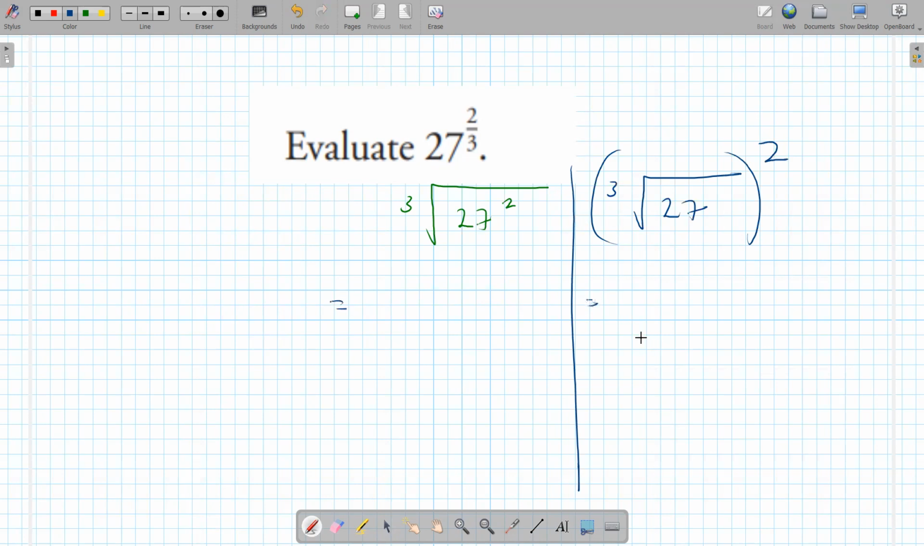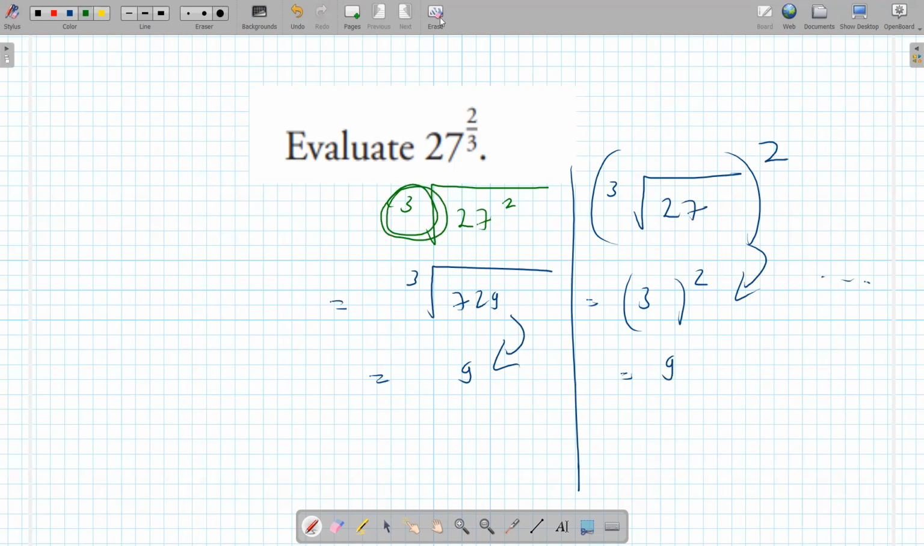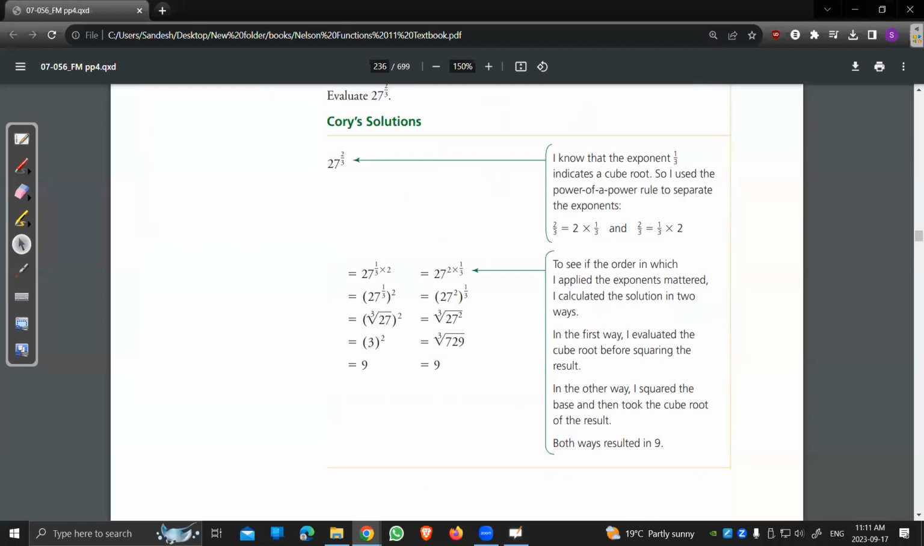What's the cube root of 27? 3. So you can either do 3 squared or you can do the cube root of 729. 3 squared is 9 and the cube root of 729 is also 9. But this one you're going to have to use a calculator. This way you don't, so this is a little bit better. The order here is not important. You can either do the root first or square it first, whichever one is easier for you.